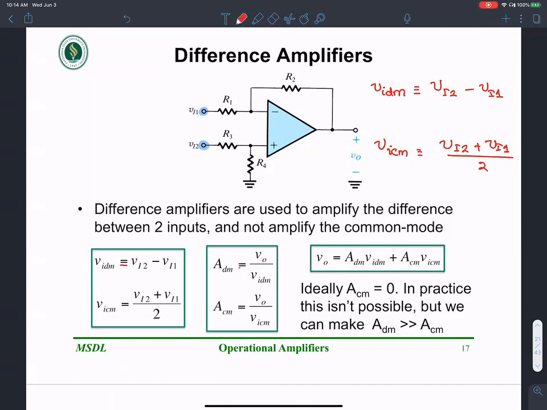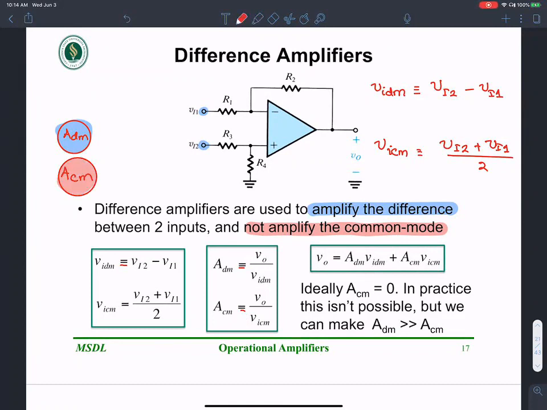I define that as a differential mode gain into the differential mode signals. Okay, and then I define a common mode gain to be the output voltage over the input common mode signals. So these are definitions, and what I really want is for operational amplifiers to amplify the difference. So I want a really big differential mode gain and not amplify the common mode. I want a really small common mode gain.